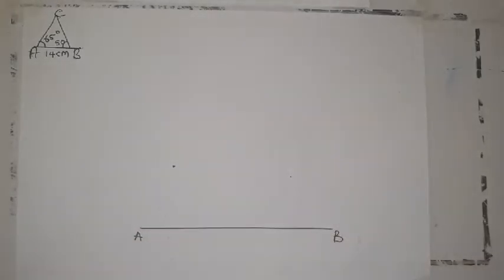So what we're going to do now is draw two lines that pass through those points. We start with this one. The guide is the angle.